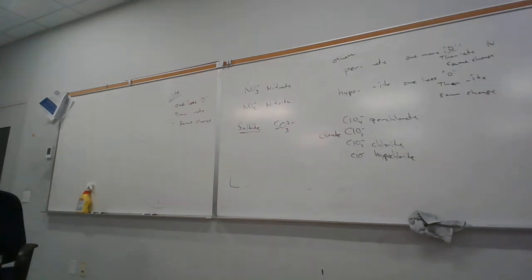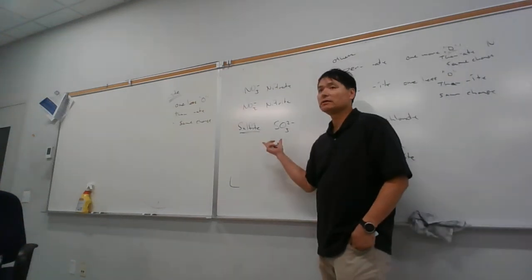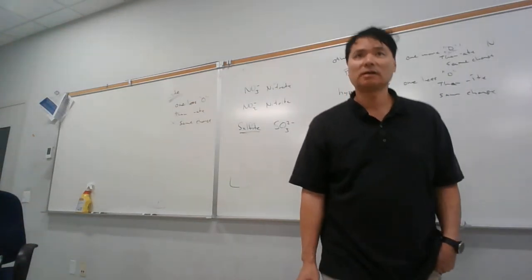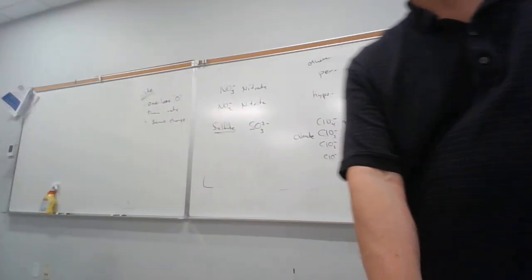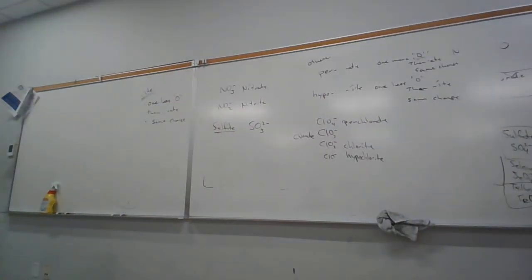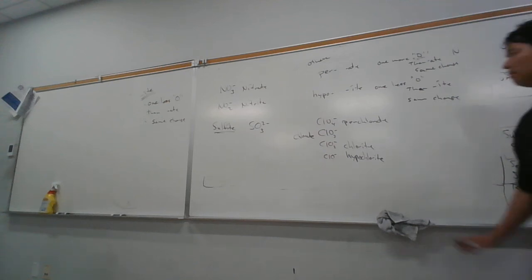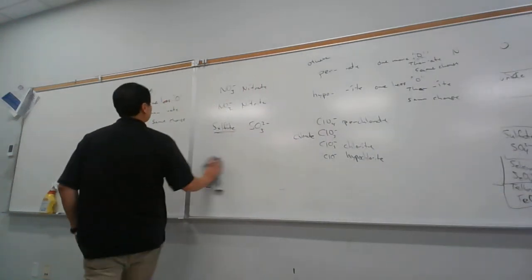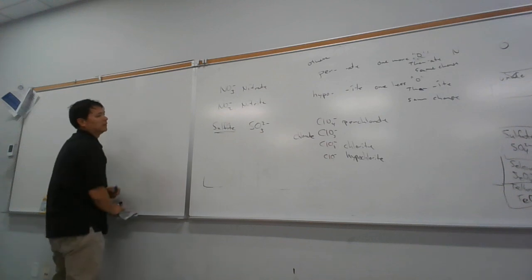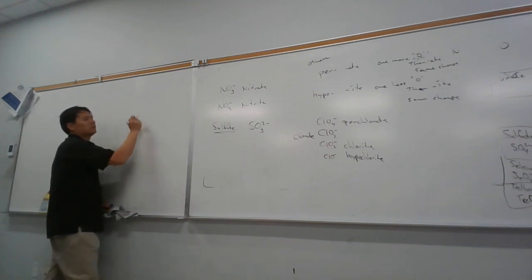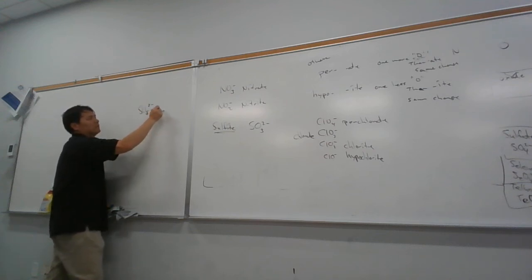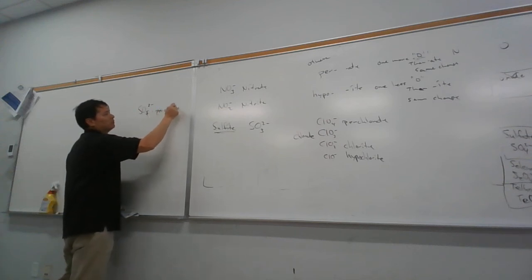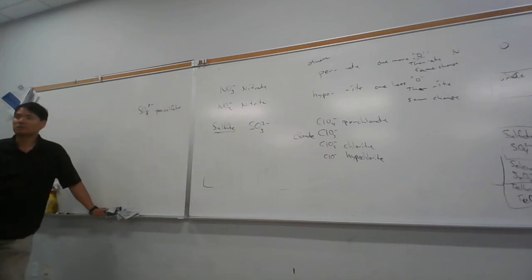So that's okay here. So we go sulfite. What about persulfate? Does persulfate exist? So let's try it. If that's sulfite there, and then sulfate is SO4 2 minus, then what about this? SO5 2 minus. This would be persulfate. Would you expect persulfate to exist?